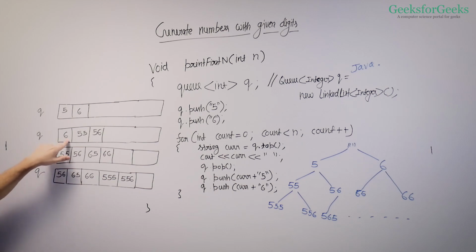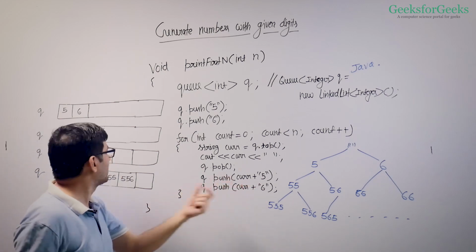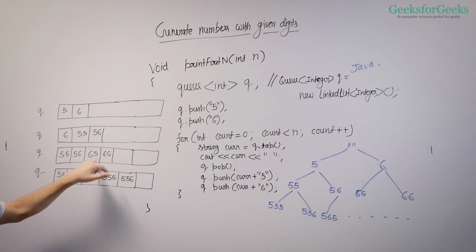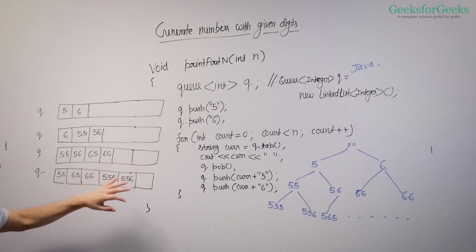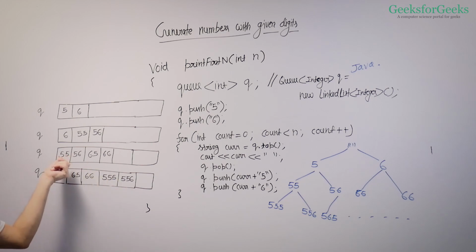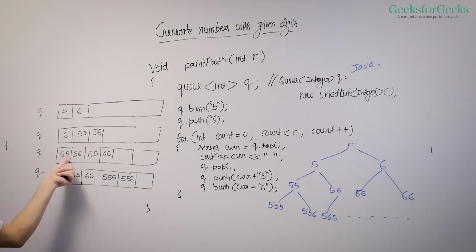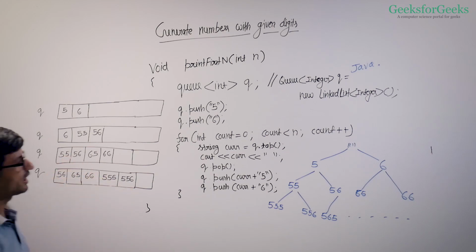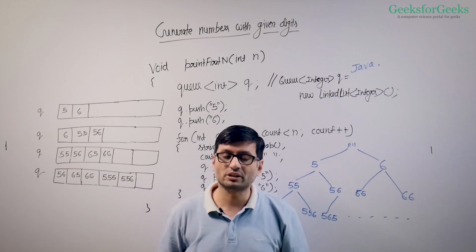Next time what you will get? You will get 6 from the queue. And what will you do? You will enqueue 65 and 66. That is what we have done here. 65 and 66, right? And next time when you do a pop, what will you get? You will get 55. And what will you do? You will print 55 and you will enqueue 555 and 556. Basically what you've done, you attached 5 at the end of it, enqueued the new number, attached 6 at the end of it and enqueued the new number. That is how you keep doing, and you stop when you have printed the n numbers.